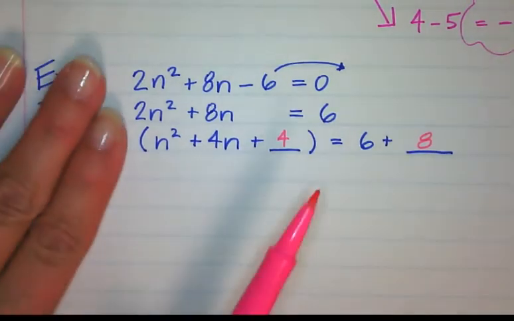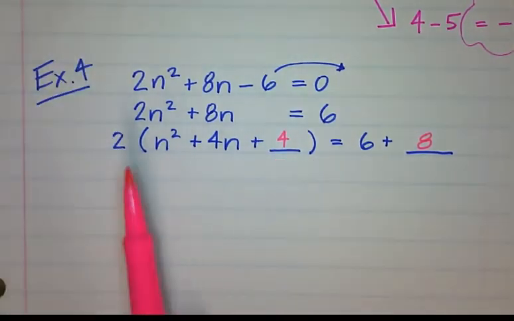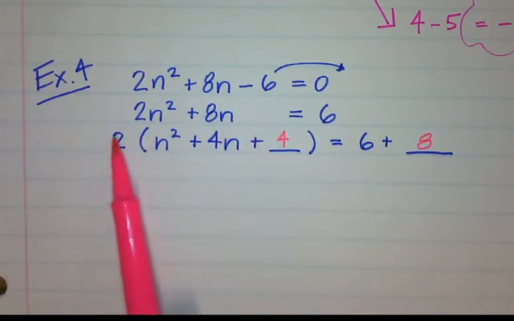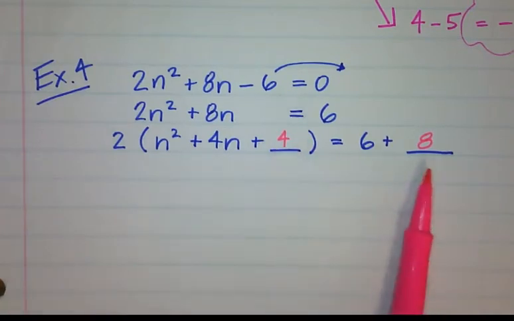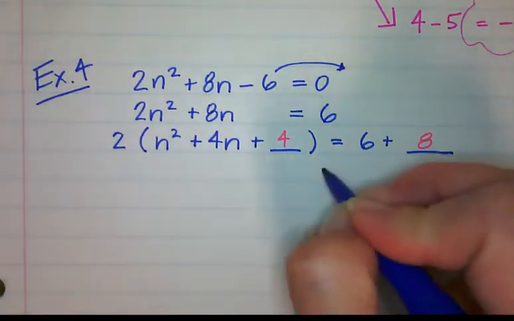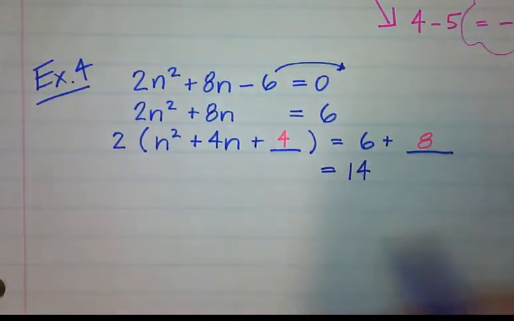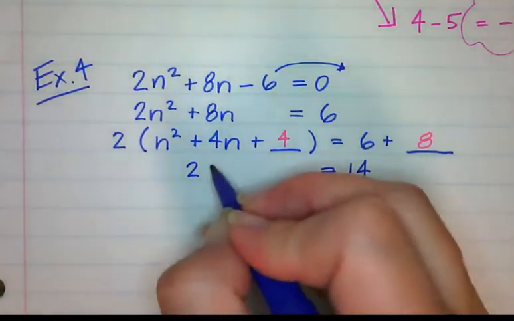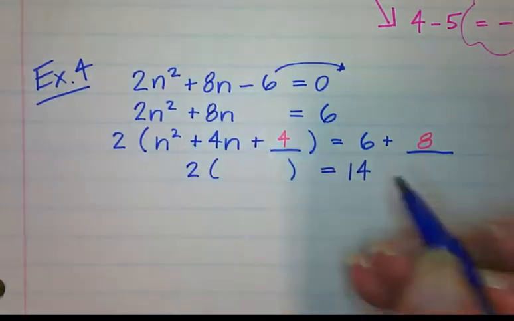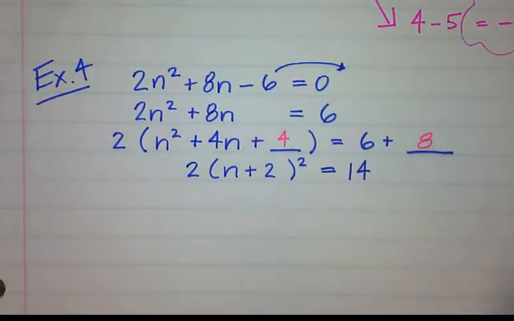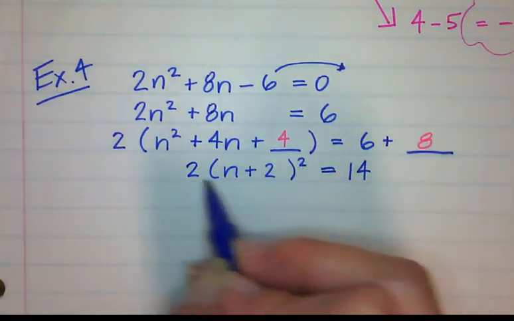All right, so again, I put that 4 right there, but when I go to distribute this 2, I really didn't put 4 there. I actually put in 8. So on this side, I need to add 8 in order to keep these two sides equal. So now we'll continue. It will be the same. So on the right side, we get 14. On the left side, we have a 2, but then we can factor this trinomial to be n plus 2 squared.